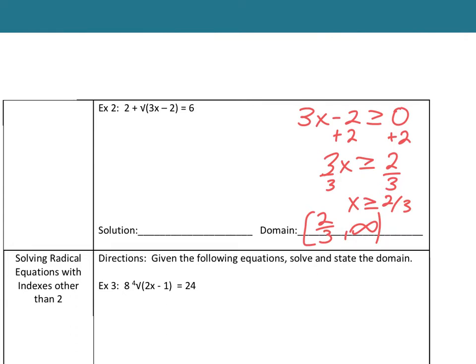So go ahead and try that. All right, what did you do first? Can we distribute to a root underneath a root? No. What do I need to do with that 2? Subtract it. It's being added. So then I just have my root equals 4. Now what?